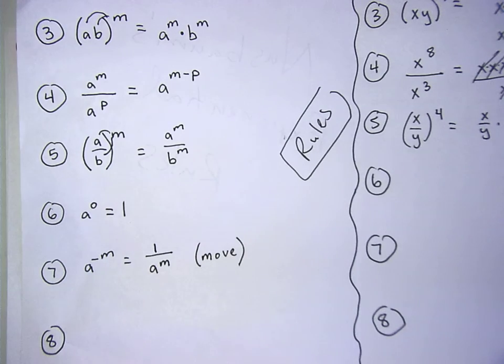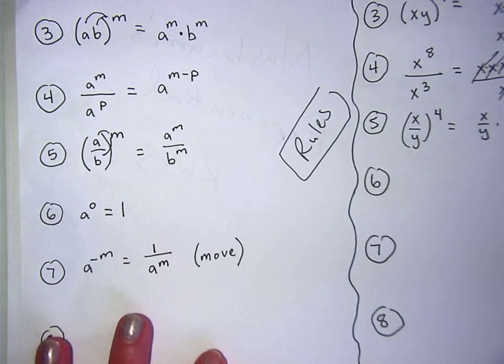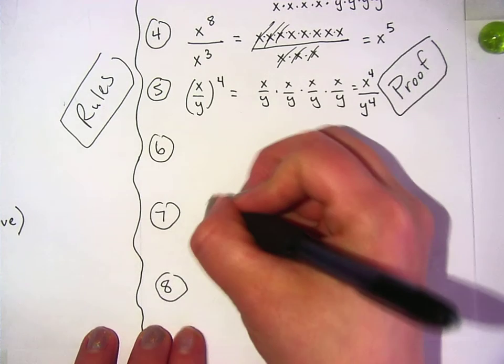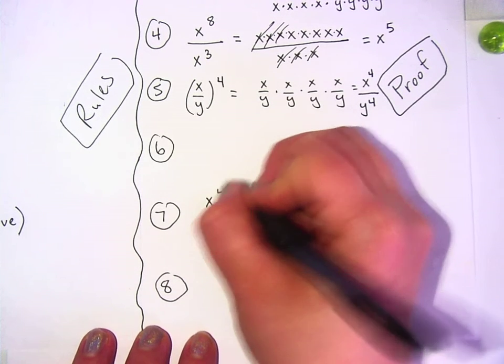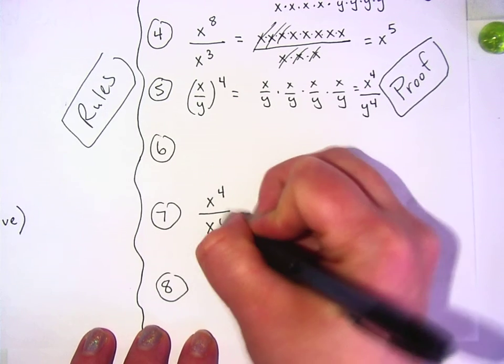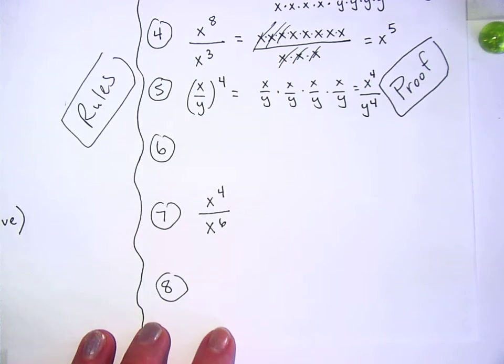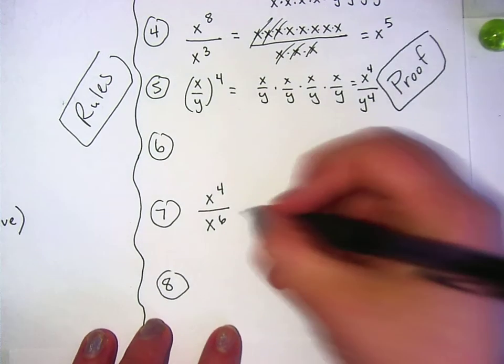You don't leave it a negative exponent, otherwise you just have to move it back and forth for the rest of your life. So once you move it, you turn it to a positive. Now let me explain why that's true. Look up. Let's suppose I had x to the 4th over x to the 6th. You had problems like this in your homework, right? What does this simplify to?